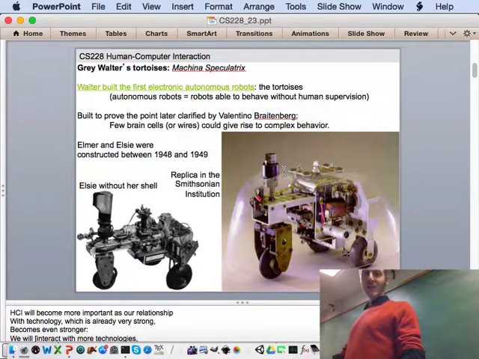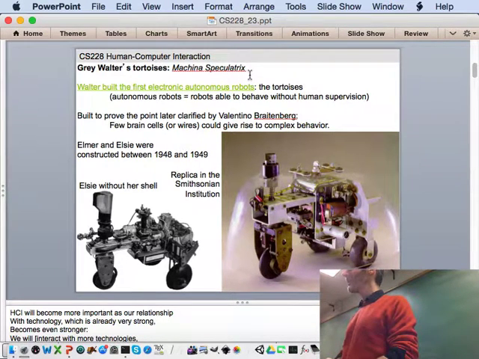Okay, so let's go back in time again, and we're going to visit a particular pair of robots known as Machina Speculatrix. How is everybody's Latin? What do you think this means? Machines. Machines, yes, machina is machines. Machines that speculate. Machines that speculate, exactly.